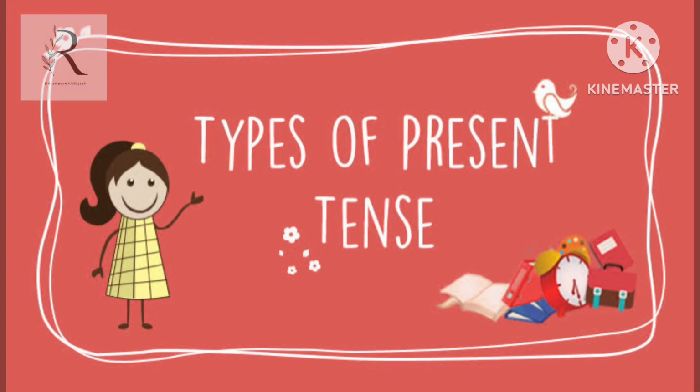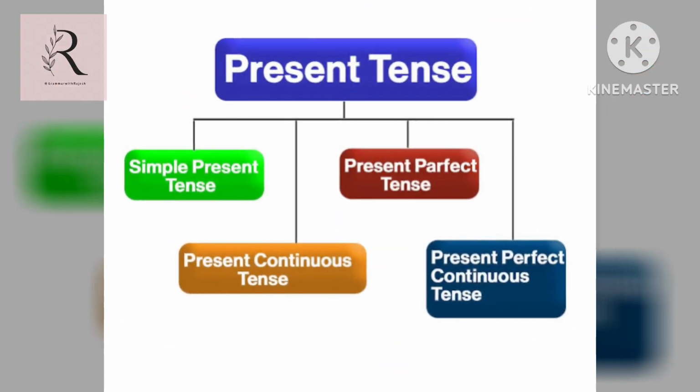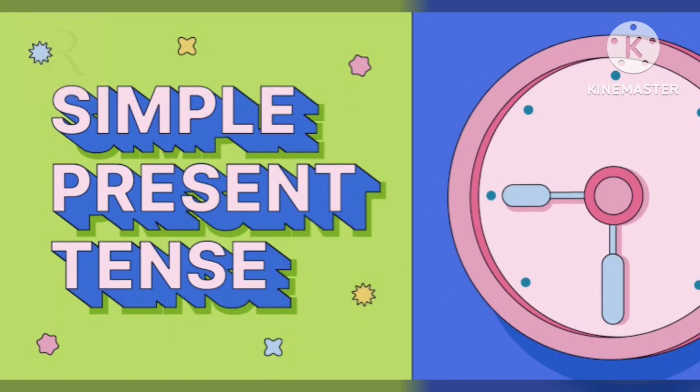Types of present tense. There are four main types or forms of the present tense in the English language, namely simple present tense, present continuous tense, present perfect tense, present perfect continuous tense. The first one is simple present tense.